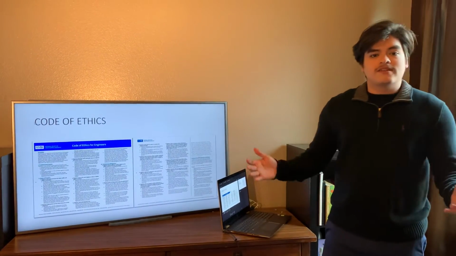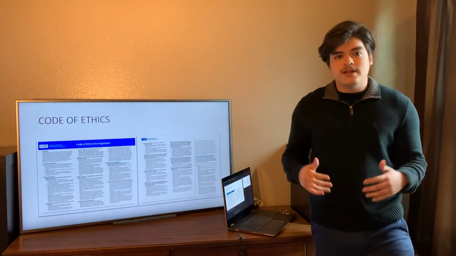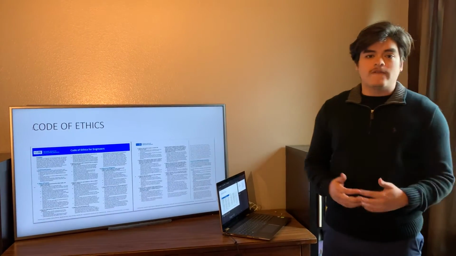So what is the Code of Ethics? In a nutshell, the Code of Ethics is a set of guidelines and rules that all engineers are to follow, and engineering students should become familiar with.